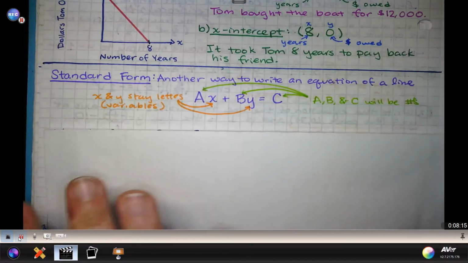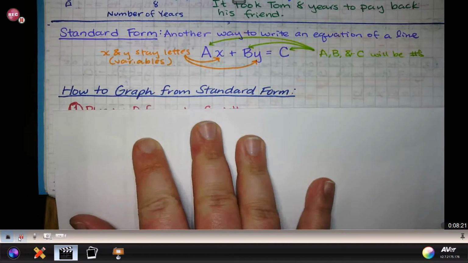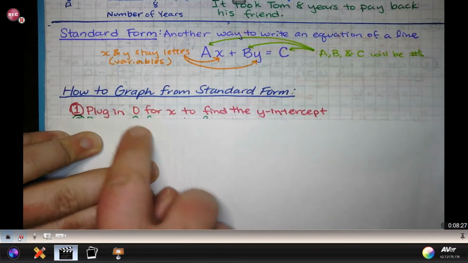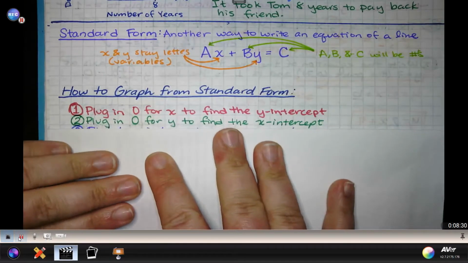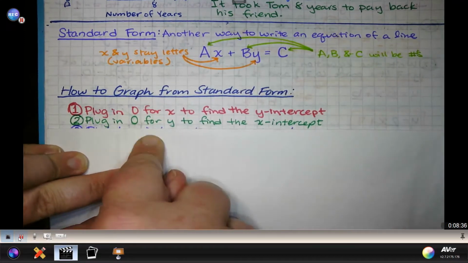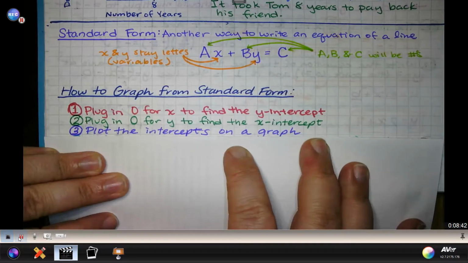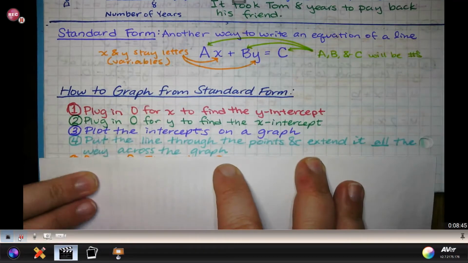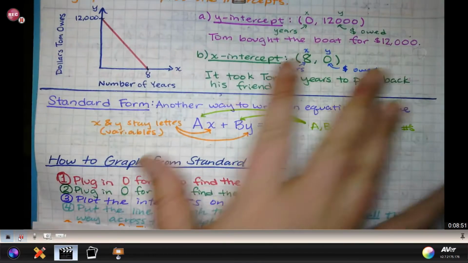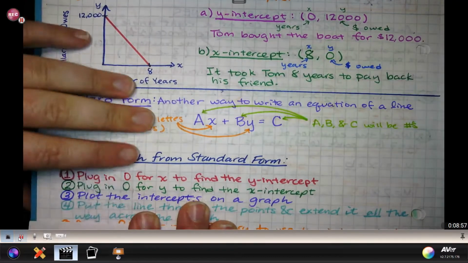Okay, so now how to graph from standard form. Okay, so we're going to have some steps. The first thing we do is plug in 0 for x to find the y-intercept, because remember, at the y-intercept, x will always be 0. Then you will plug in 0 for y to find the x-intercept, because at the x-intercept, y is always 0. It's the opposite. Then you will plot those two intercepts on the graph, and then you actually just put the line through those 2 points and make sure you extend it all the way across the graph, because here, this made sense for the context of the problem, but you'll see when we do a t-graph, you'll want to extend the line all the way across.